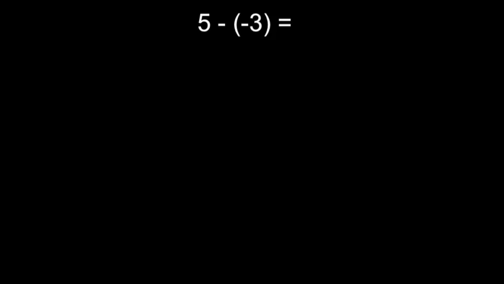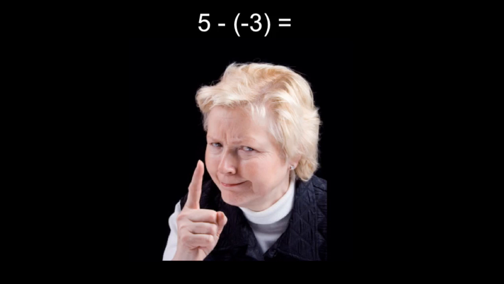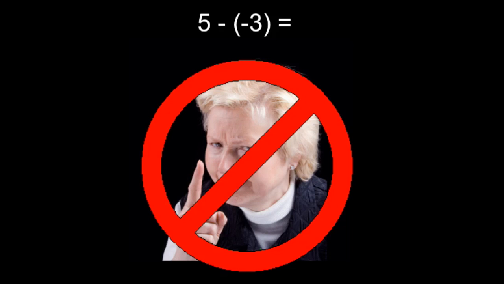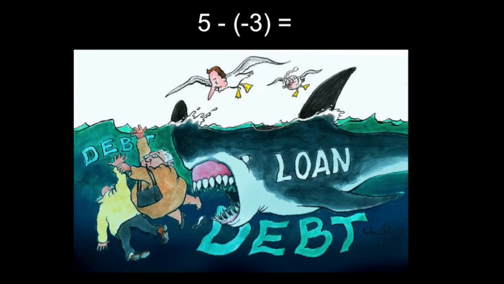Now here's probably the most complicated one to think about. We have 5 minus -3. Now your mom has probably said that 2 wrongs don't make a right. But in math, she's wrong. In math, 2 negatives will make a positive. It's kind of like if you owe someone money, if you have debt, which would be negative, and somehow you take away your debt, you actually come out with more money. So if you're getting rid of your debt, you have more money.